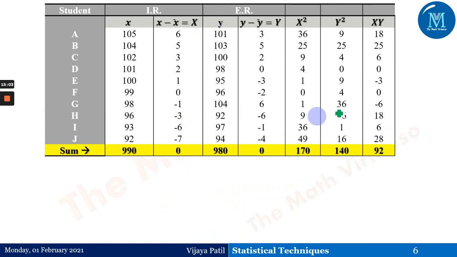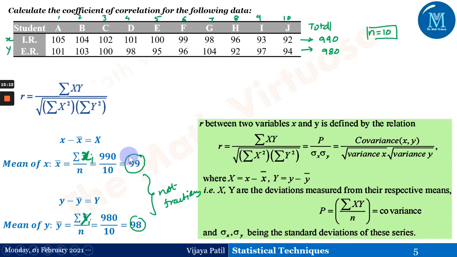Now, I have purposely made this table because it makes things very simple. Let me explain how to form the table here. I needed the summation of x, the summation of y, and the summation of x into y. So first, the serial number, or otherwise I can directly say A, B, C, D, that is the student's name.